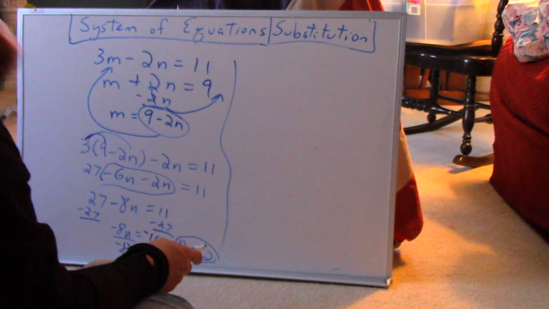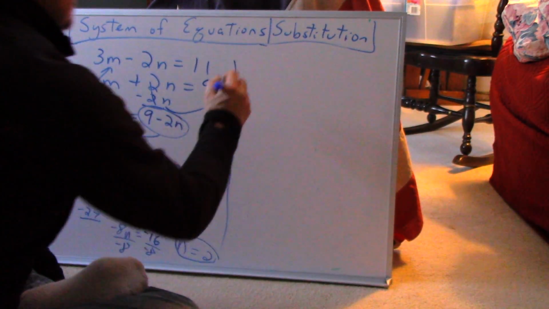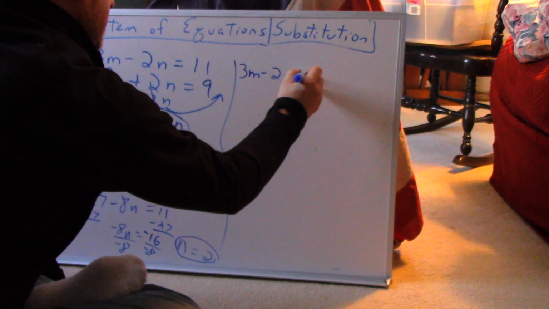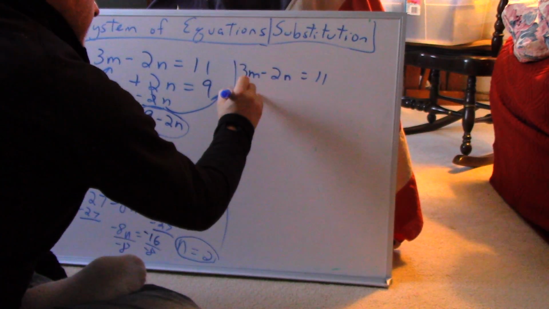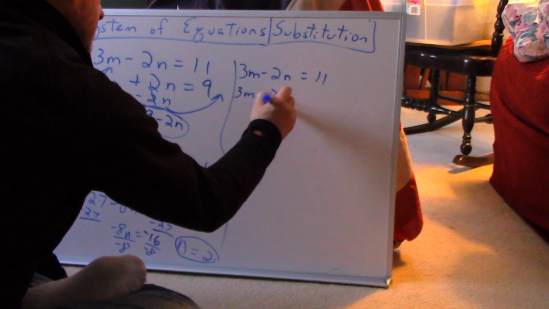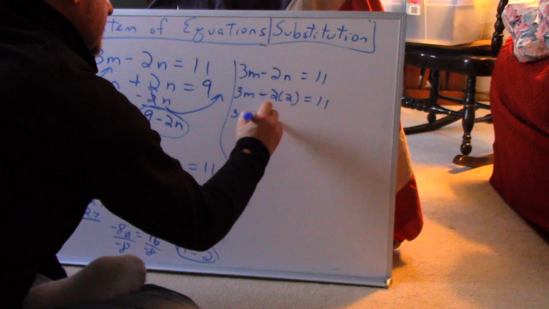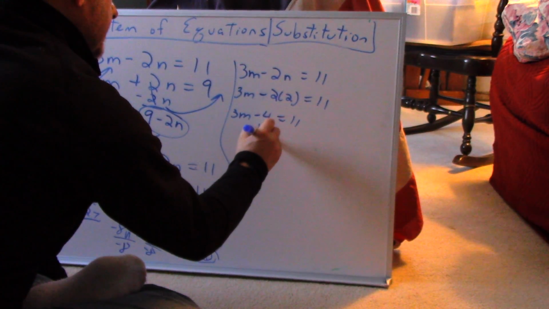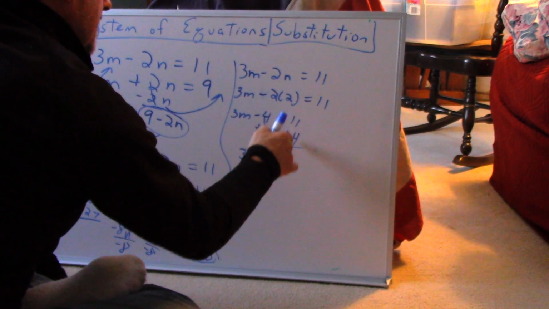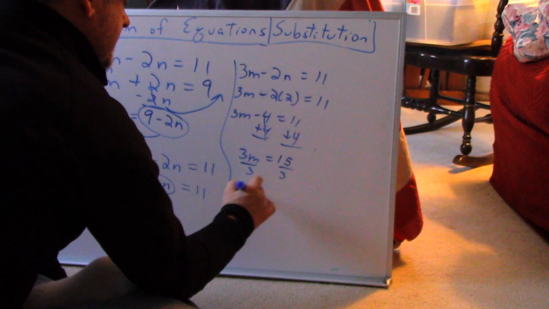Now, I have n. How about I solve for m? I'm going to go back to this original one. 3m minus 2n equals 11. Let's do it. 3m minus 2 times 2 equals 11. 3m, negative 2 times 2 is negative 4, equals 11. Plus 4, plus 4. 3m equals 11 and 4 is 15. Divide by 3, divide by 3.